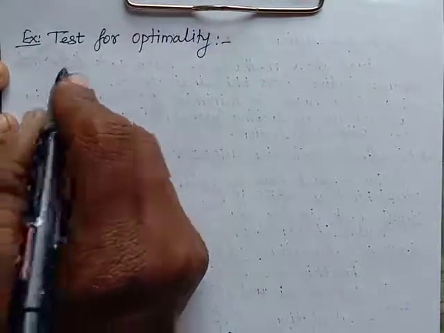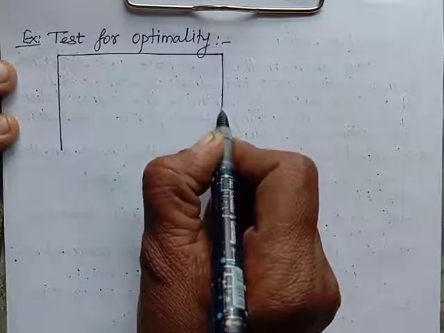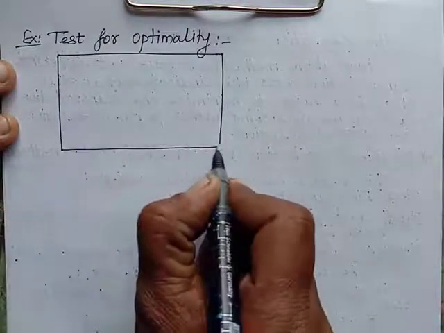Test for optimality. Here the initial basic feasible solution is given to us. If it is not given, we can find it out.